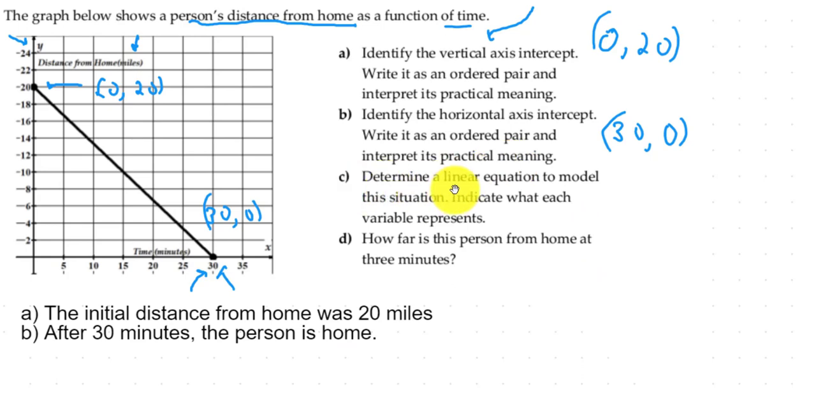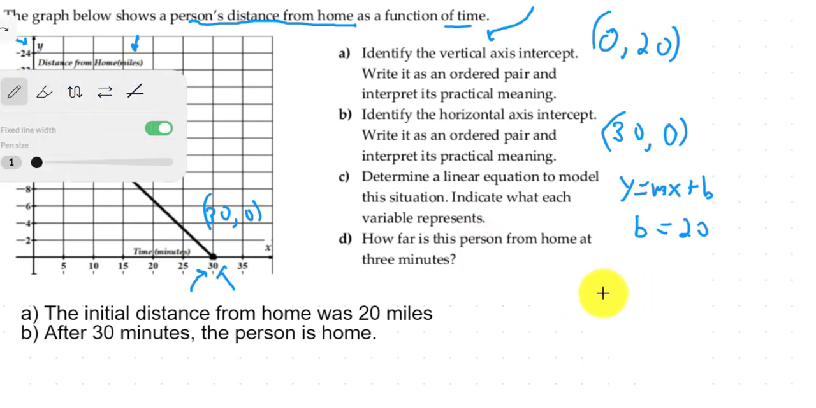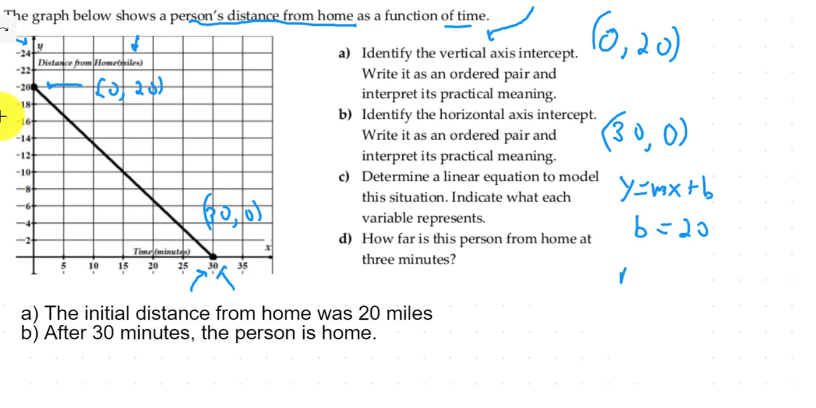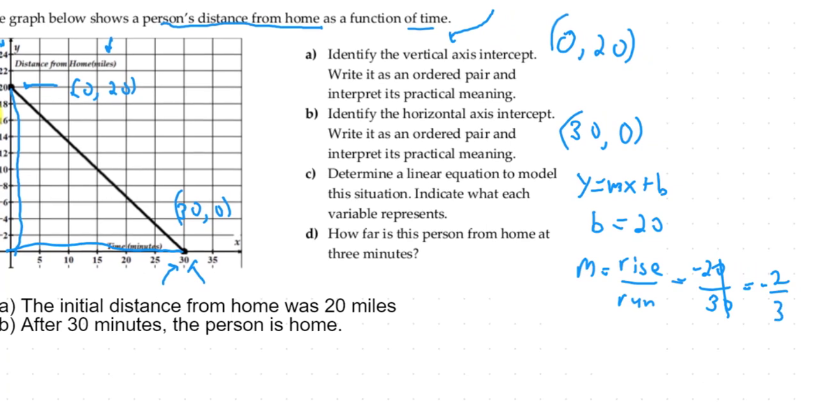Okay, that's my interpretation. Part C: determine a linear equation to model the situation. Really, what they're looking for is the equation of the line, y equals mx plus b, where m is the slope and b is your y-intercept. So we know b is going to be equal to 20. To get the slope m, we know it's rise over run. In this case, the rise is down 20 units, so my rise is minus 20, and my run is 30 units. So it's negative 20 over 30, or minus 2/3, is my slope.